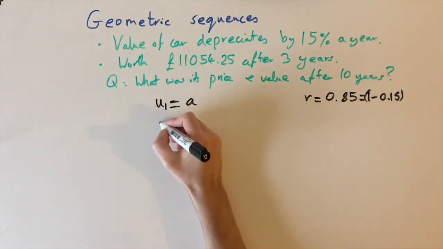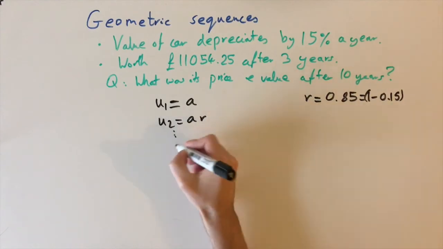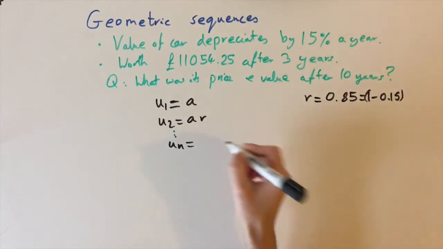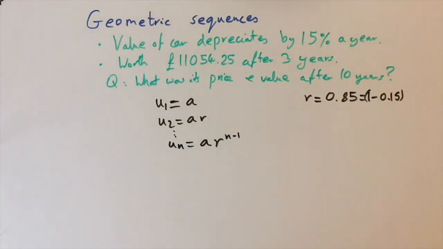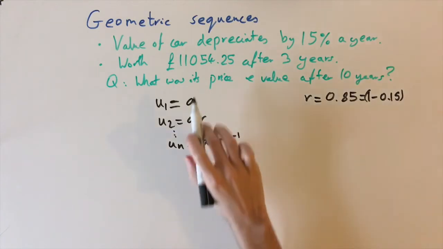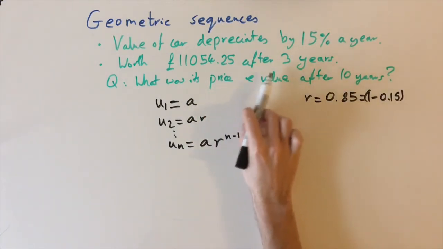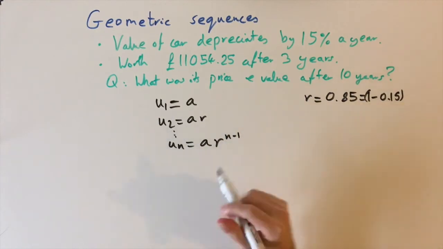And so our second term is going to be a times r, and so on. And then the nth term, as you know, is given by a times r to the power of n minus 1. So this is good because we know what r is, and to find out a, we can just evaluate at the point after 3 years. Then we can work out what a is, just by working backwards.